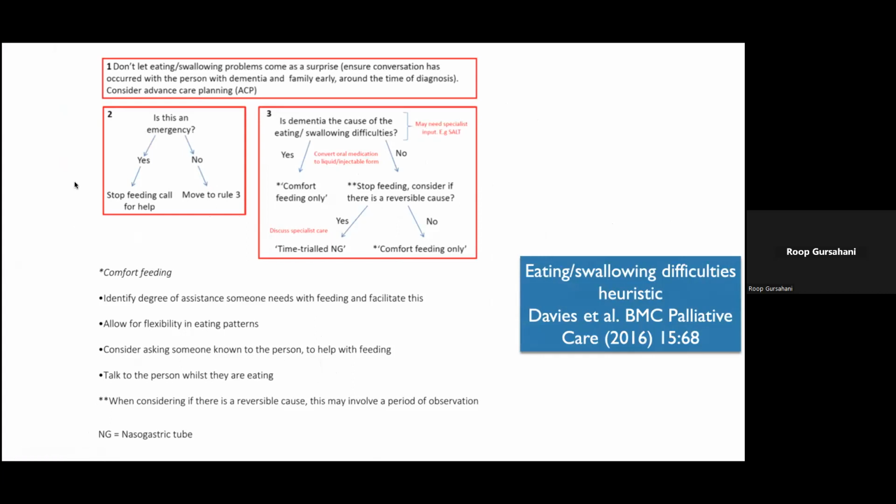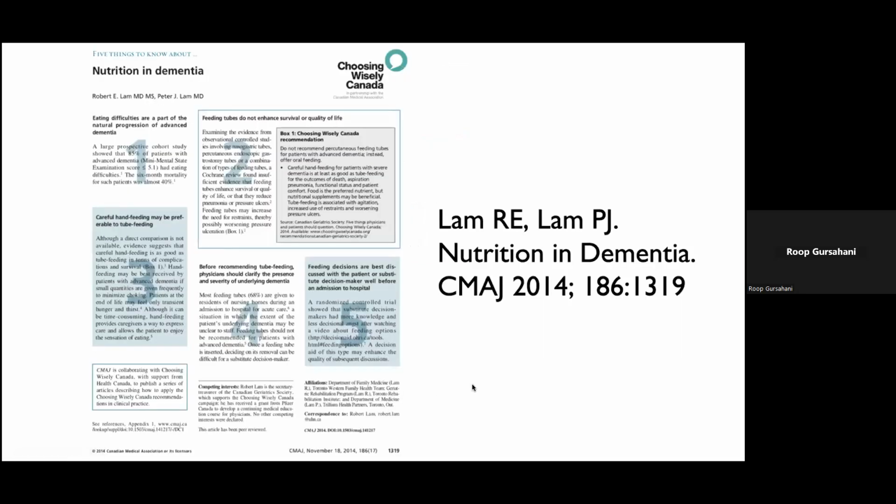If it is an emergency, you have to figure out if dementia is a cause of eating or swallowing difficulties. And if it is, then you really have to focus on comfort feeding. If it is not dementia, then you may do a trial of nasogastric feeding and see if that helps, or otherwise move to comfort feeding. There is enough evidence now that hand feeding or comfort feeding is the route to go in advanced dementia. And again, this document is free on the net if anybody wants to look this up.